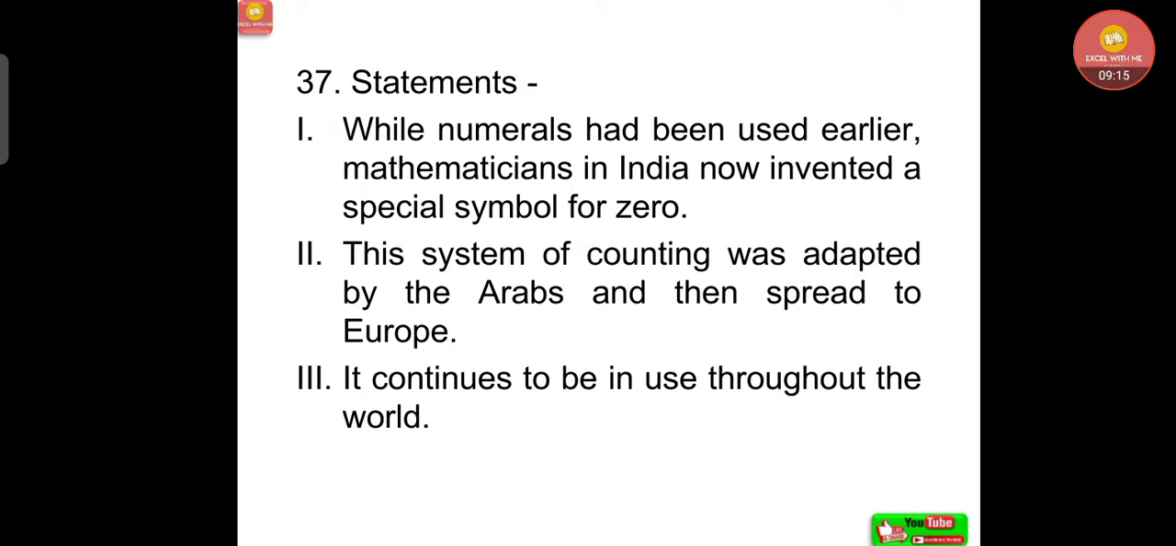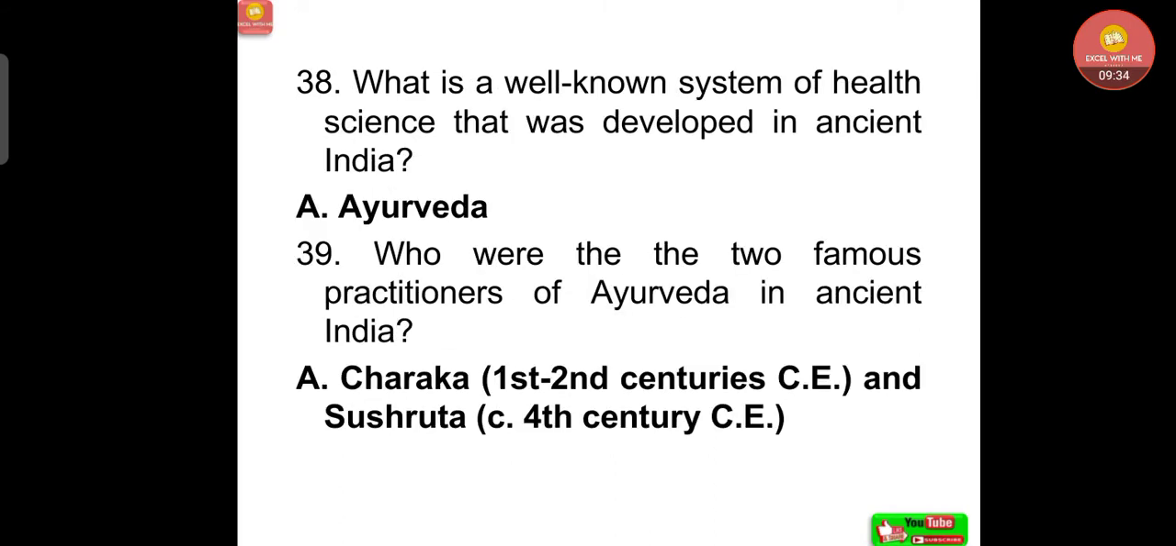Now let's see more statements here. While numerals had been used earlier, mathematicians in India now invented a special symbol for zero. This system of counting was adapted by the Arabs and then spread to Europe. It continues to be in use throughout the world.